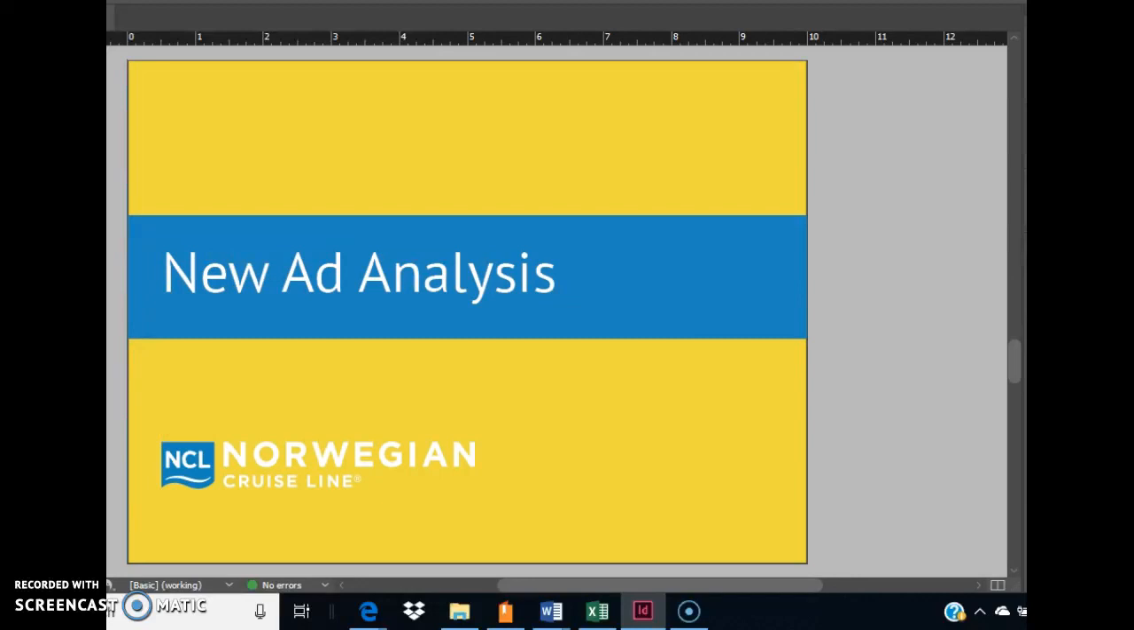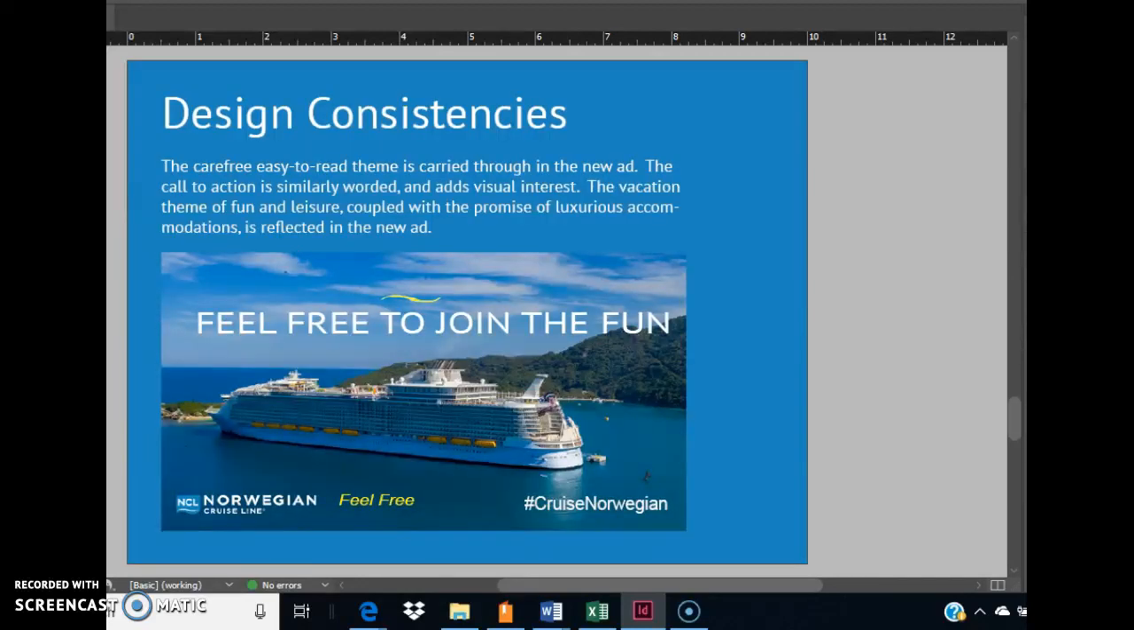Now looking at the new ad, it is similar to the other ads in that it would fit right in with the ad campaign, the Feel Free. In this one, the call to action is similarly worded, feel free to join the fun. And it adds visual interest to the ad. This would just be a picture of a cruise ship if it didn't have the call to action.